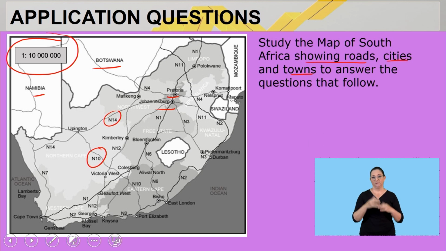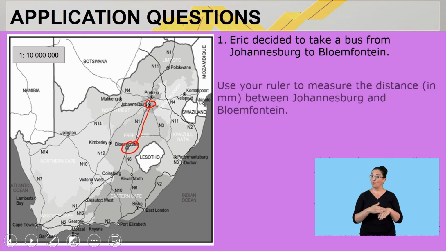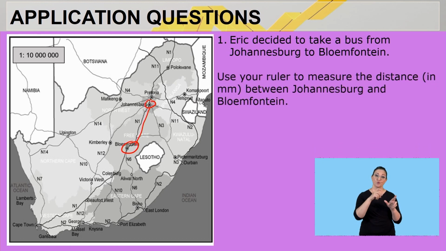Okay, so let's look at our first question. So we are saying here that Eric decided to take a bus from Johannesburg to Bloemfontein. Right, so here's Johannesburg, so he will travel by bus to Bloemfontein. What else is important? Use your ruler to measure the distance in millimeters, right, between Johannesburg and Bloemfontein. All right, now please note, make sure that you measure in millimeters and make sure you measure between the correct two places. Okay, all right, so when I measured on my map, I got 34 millimeters, right? So that's the first part.